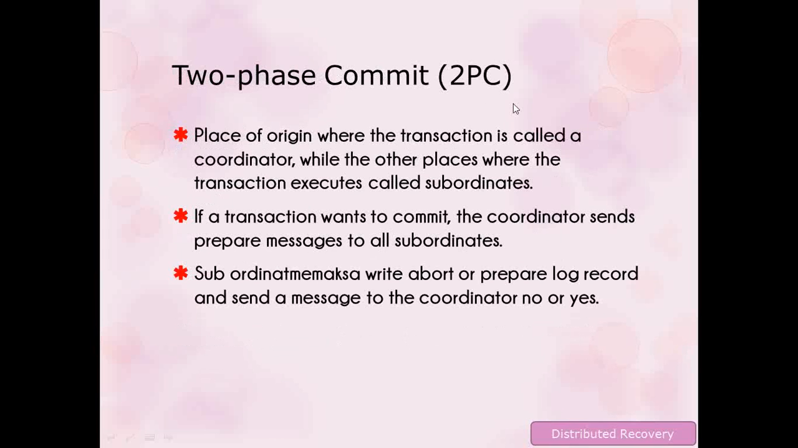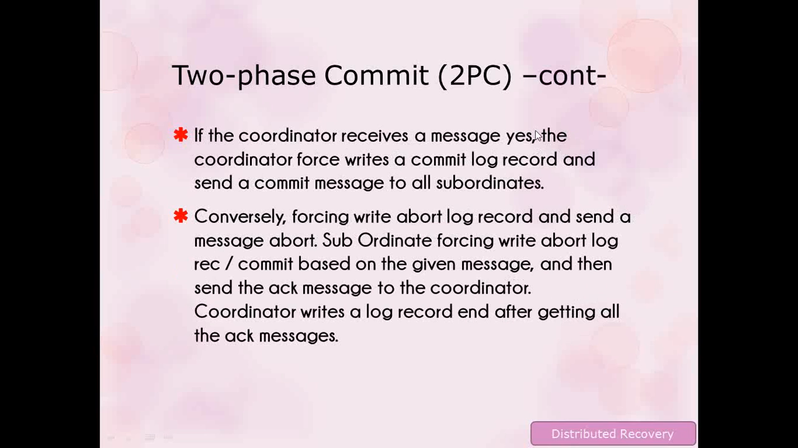Two-phase commit. The place of origin where the transaction is called is the coordinator, while the other places where the transaction executes are called subordinates. If a transaction wants to commit, the coordinator sends a prepare message to all the subordinates. Subordinates force-write a prepare log record and send a message to the coordinator, yes or no. If the coordinator receives yes, the coordinator first writes a commit log record and sends a commit message to all subordinates.